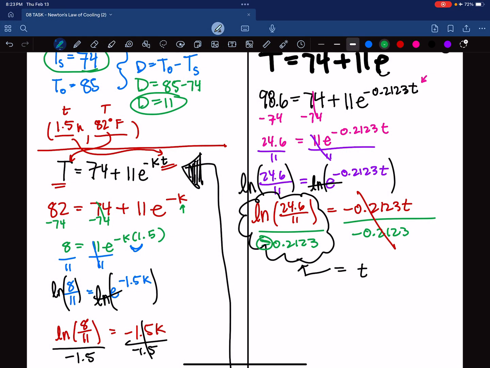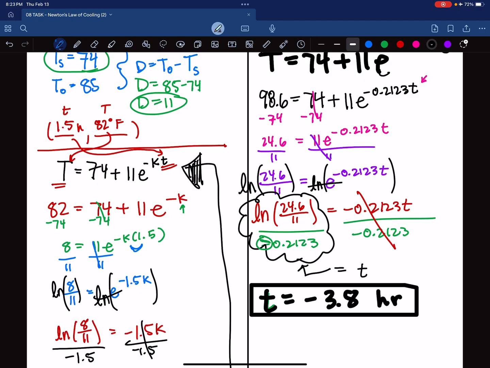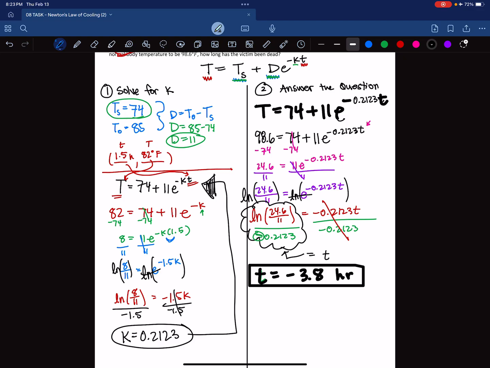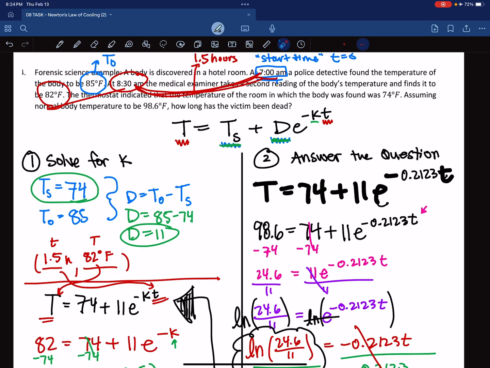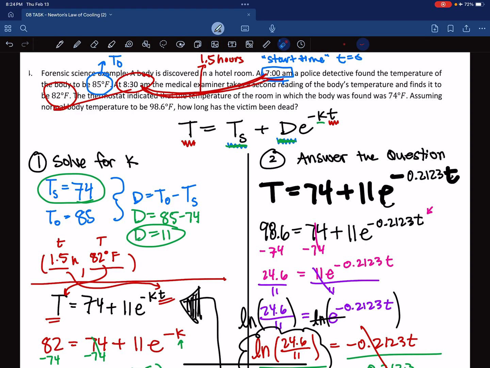Okay, so what is that even saying? T is negative 3.8 hours. That was our unit. So cool. That doesn't answer the time question, at what time? So if we recall our question, I guess never mind. It didn't ask what time, but we'll talk about it so we know how the negative makes sense. So how long has the victim been dead?